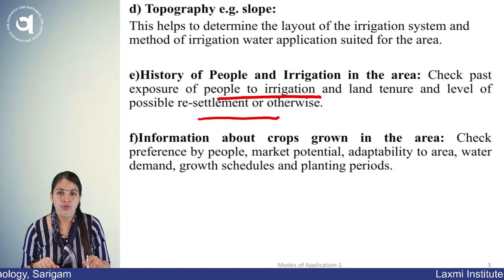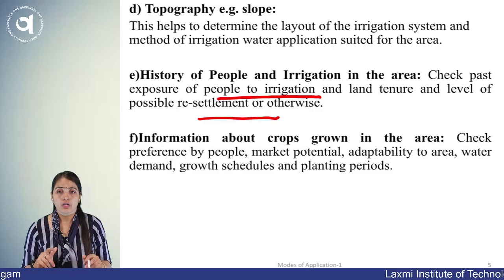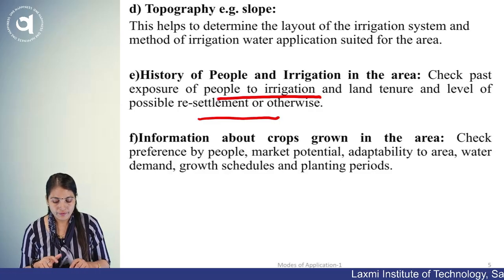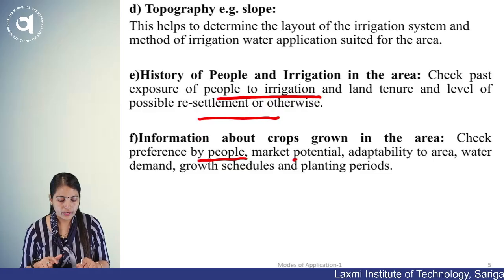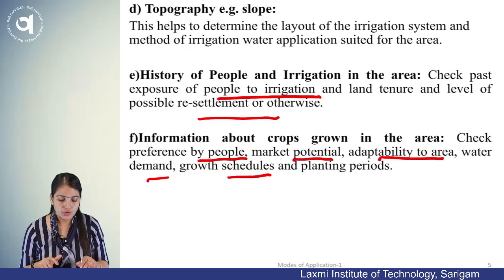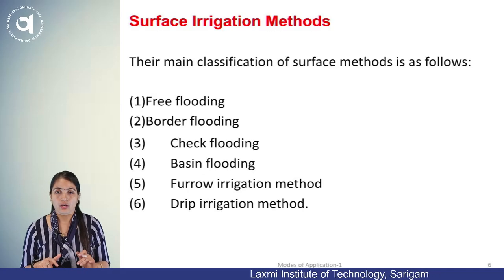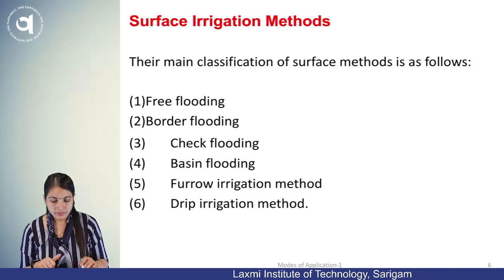Information about crops grown in the area. What about the crops? Which crops are suitable for the different types of soil available in that area? So we have to keep in mind the types of crops grown. Check preference by people, market potential, adaptability to that area, water demand, growth schedules, and planting period. We have to keep these things in mind while gathering information for adapting the method of irrigation.